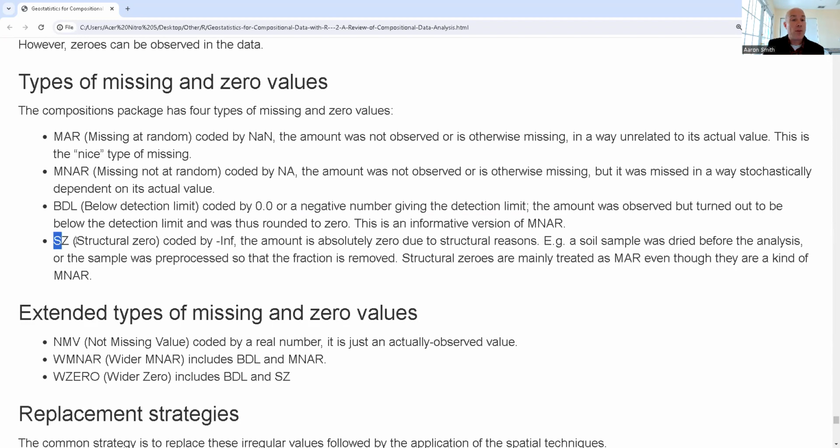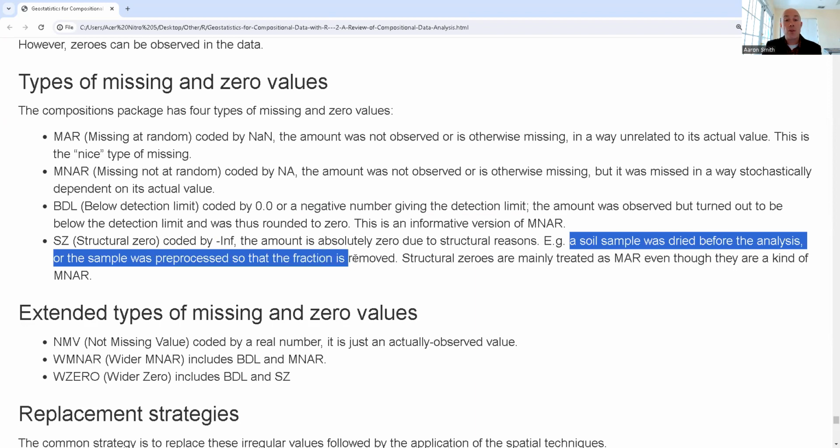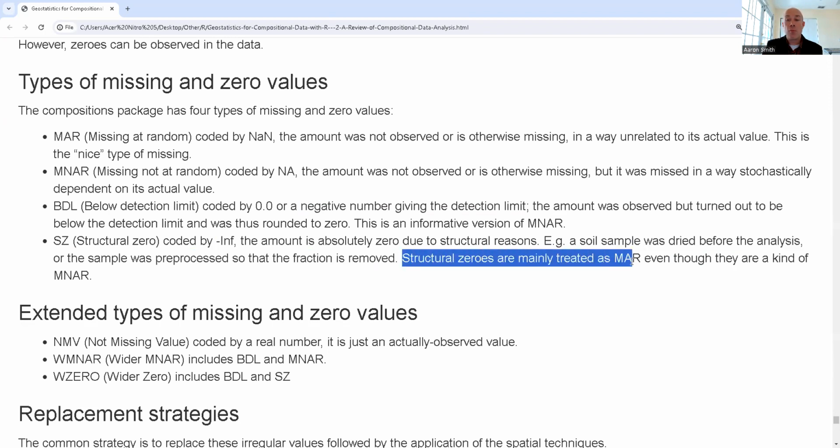Now, the next one is structural zero, which is coded by negative infinity. The amount is absolutely zero due to structural reasons. So a soil sample was dried before the analysis, or the sample was pre-processed so that the fraction is removed. So like if I was measuring the amount of water, dried the sample, then it's just structurally zero. Structural zeros are mainly treated as missing at random, even though they are a kind of missing not at random.